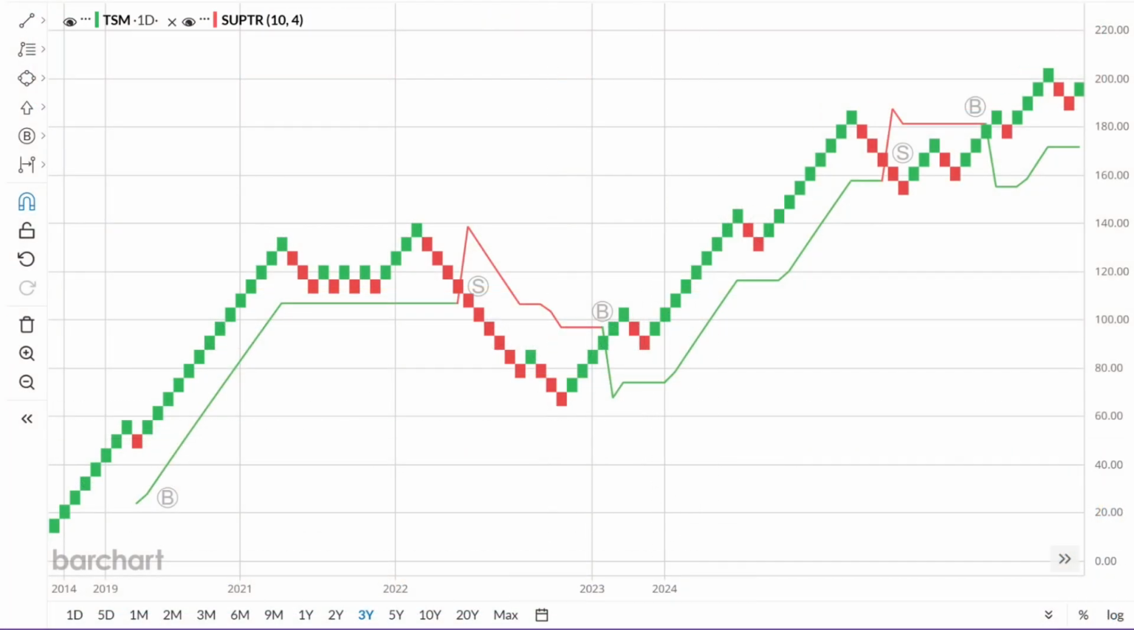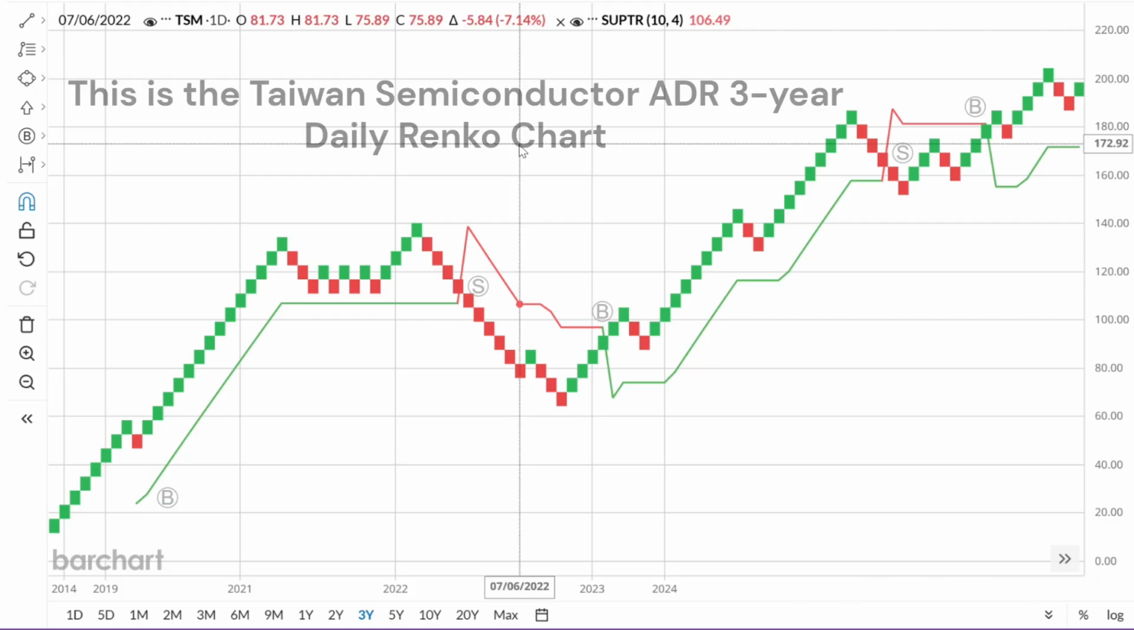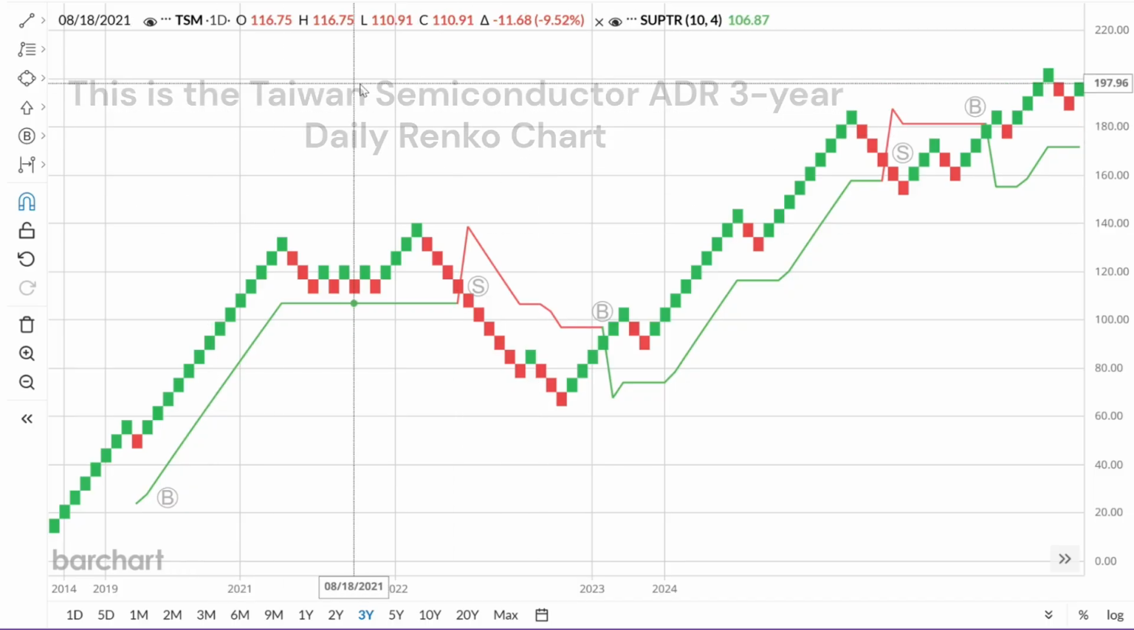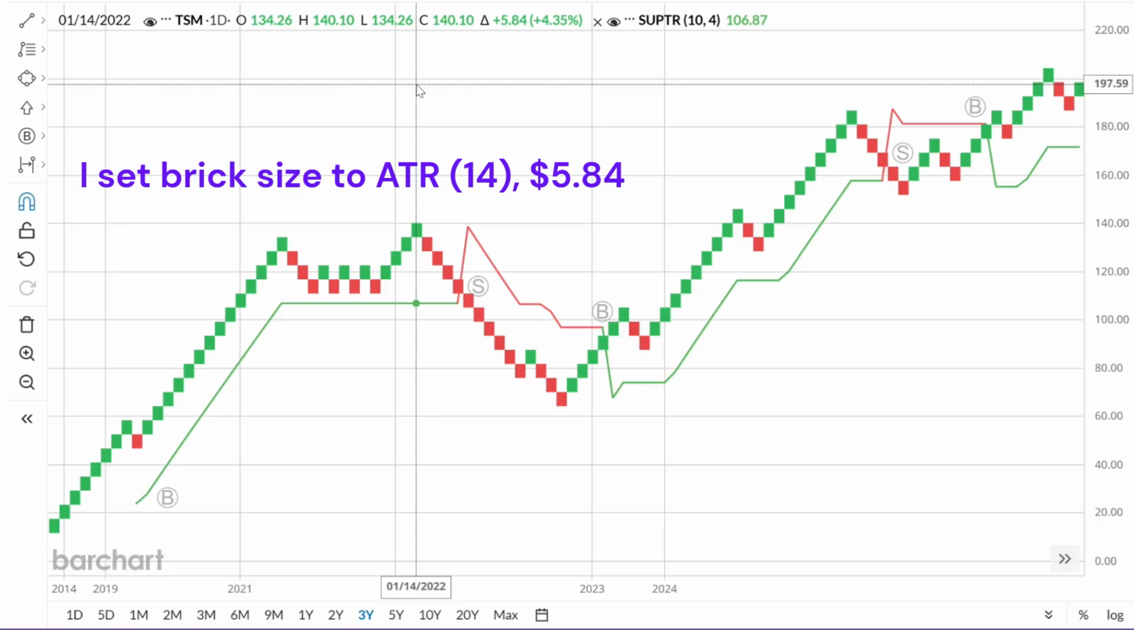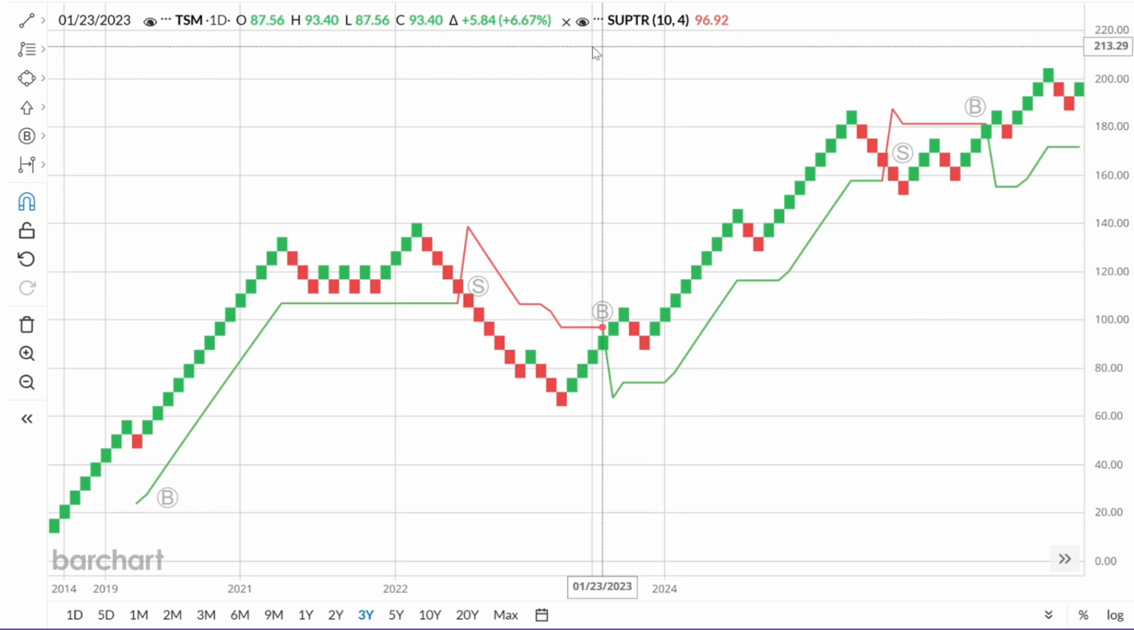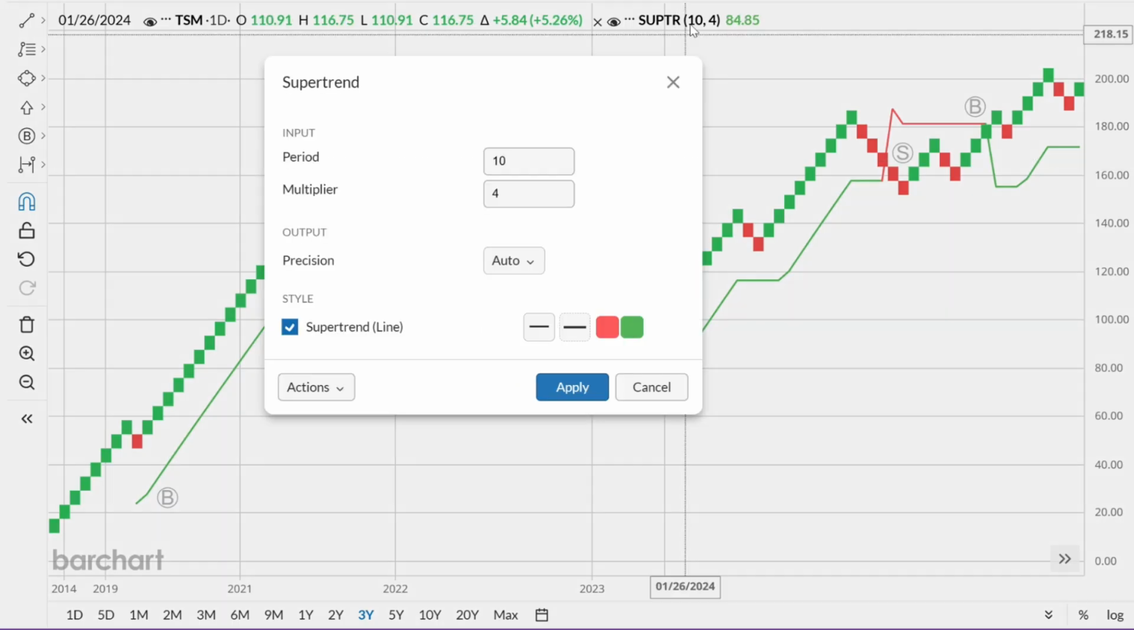Another mistake beginners make is cluttering Renko charts with too many indicators. Here's a 3-year daily Renko chart of Taiwan Semiconductor ADR, using ATR 14 with a brick size of about $5.84. On this chart, I've added just one indicator, the Supertrend indicator, set with a period of 10 and a multiplier of 4. What that means is the Supertrend uses a 10-period average of volatility, and the multiplier of 4 makes the bands wider, so it avoids whipsaws and only signals when a real trend develops.